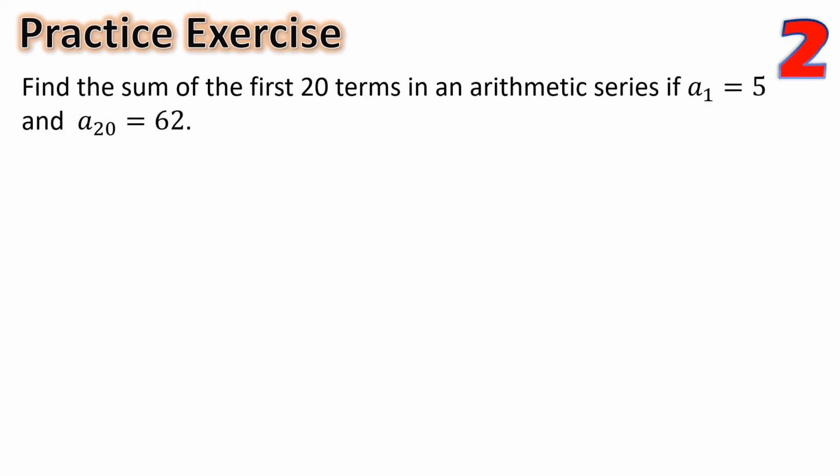Next, find the sum of the first 20 terms in an arithmetic series if a sub 1 equals 5 and a sub 20 equals 62. Go.